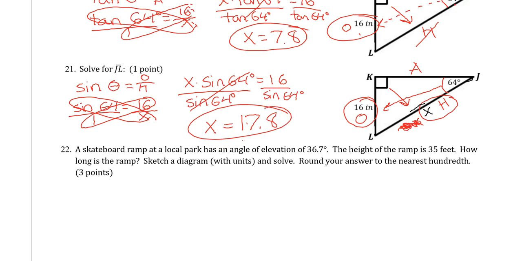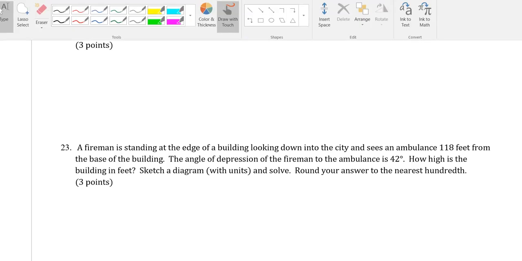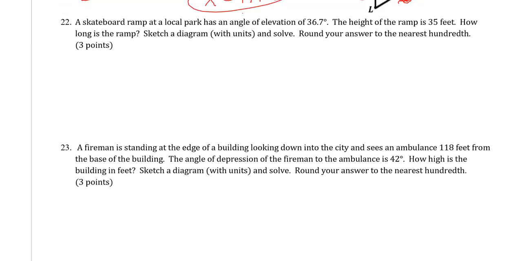All right, the last thing we are looking at is angle of elevation and angle of depression problems, our word problems. So we do have to draw our own picture, okay? So a skateboard ramp at a local park has an angle of elevation of 36.7 degrees. The height of the ramp is 35 feet. How long is the ramp? Okay. Sketch a diagram and solve.